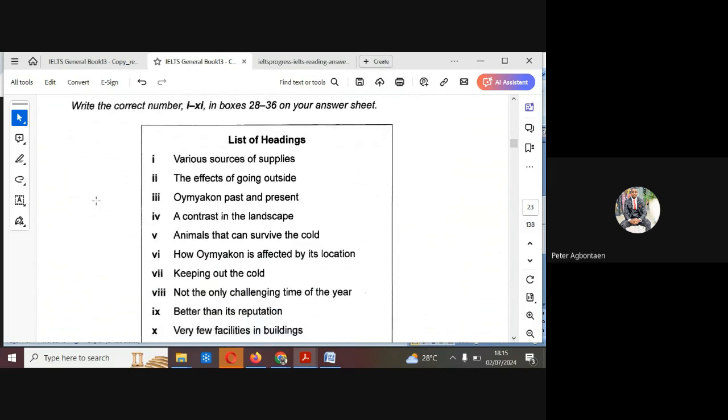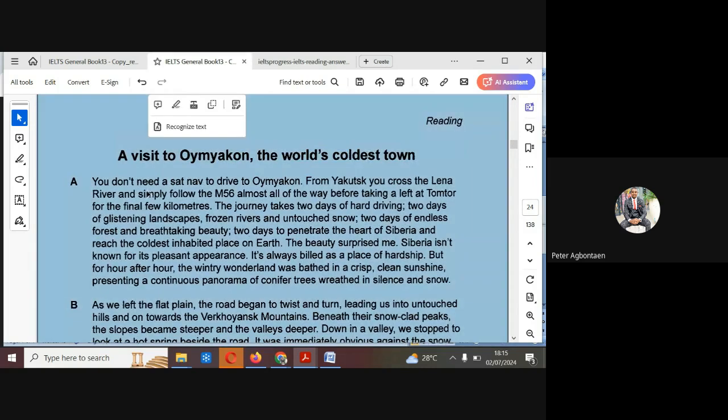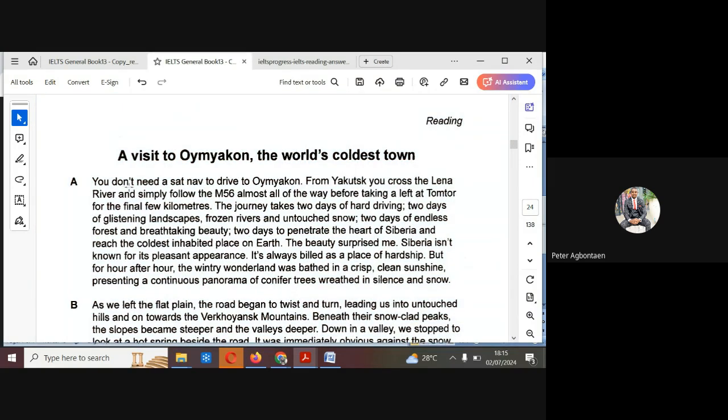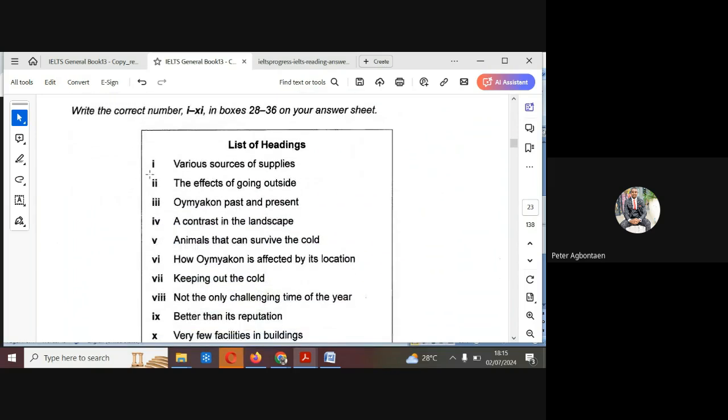There are times that two headings may seem appropriate, two headings may seem right. It's possible that you skim through this whole paragraph, then you come to the list of headings and you can see that Roman figure 2 is appealing. That means you saw something in the paragraph that gave you the indication that it should be dealing with effects of going outside. And then heading 7, keeping out the code, can also seem appealing to you because you saw something that seems to tell you that the paragraph is dealing with keeping out the code. So you may be confused, thinking, which heading exactly am I going to choose? Should I go for effects of going outside? Should I go for keeping out the code?